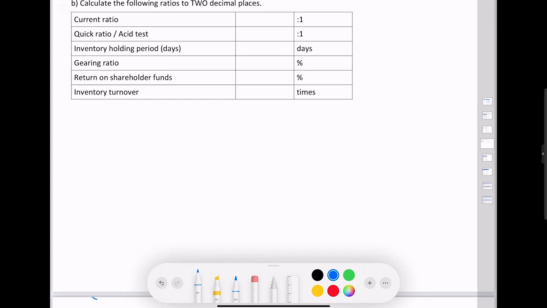So for the current ratio, our current assets, and our figure, and we want to divide that by our current liabilities, which was our trade payables and tax liability added together. So divide by current liabilities, which add together. And if we divide the current assets by the current liabilities, that would give us a ratio of 1.16.